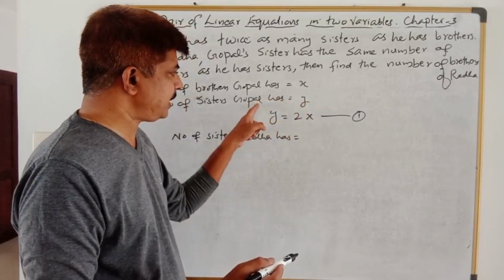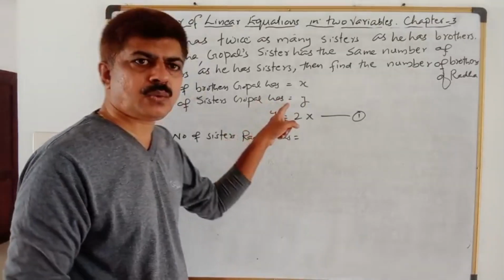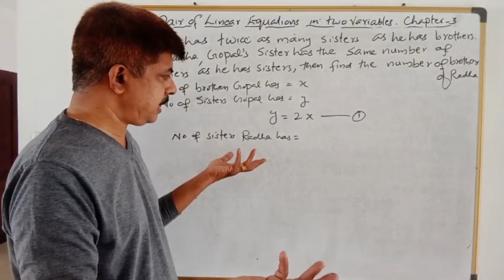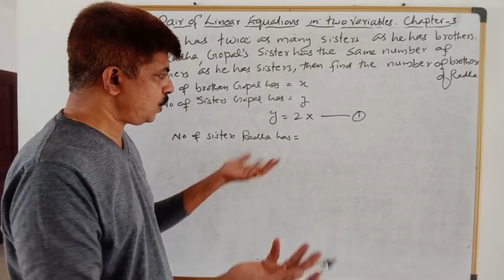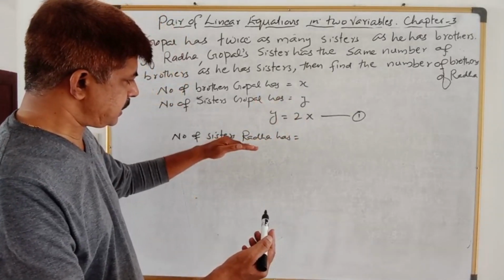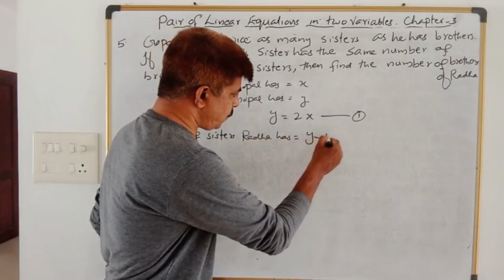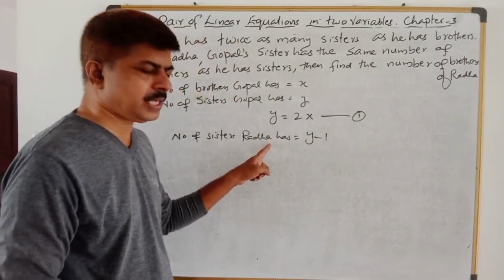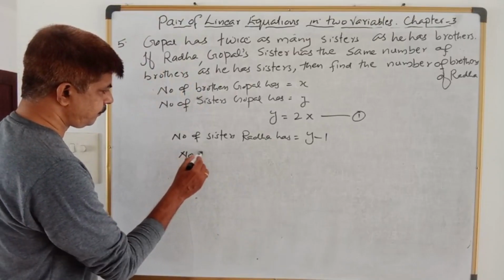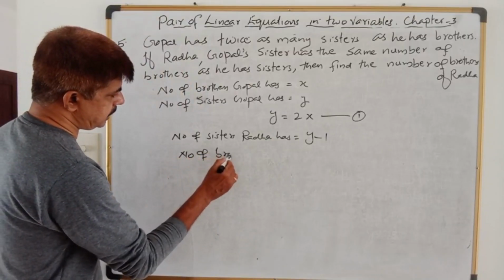When Gopal counts the number of sisters, Radha is also included there. But Radha herself is not her own sister, so Radha cannot be counted. When we count Radha's sisters, we have to put y minus 1. She herself is not her sister. Understand? So the number of brothers Radha has.